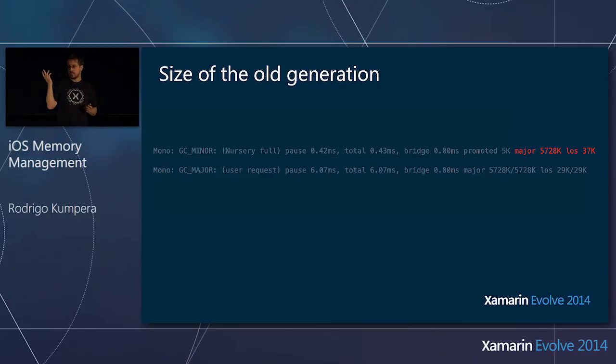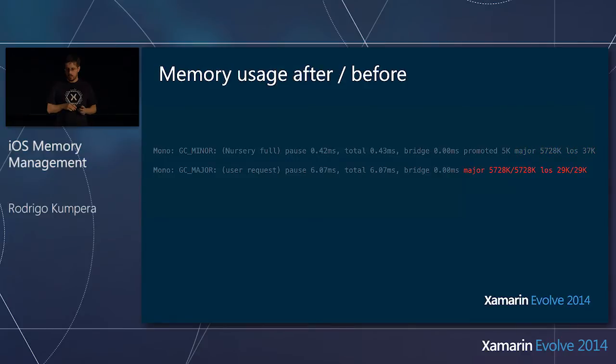Okay, here you can see that we're using almost 6 megs of memory. Next, we have the memory usage on the major collection. I think this was done when I was still living in Brazil, so it's flipped. You're not expecting to get first the after number, then the before number.